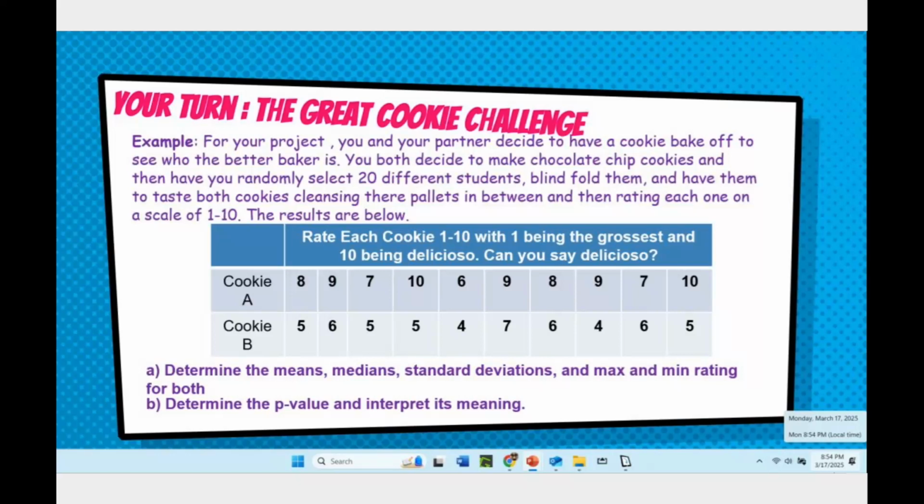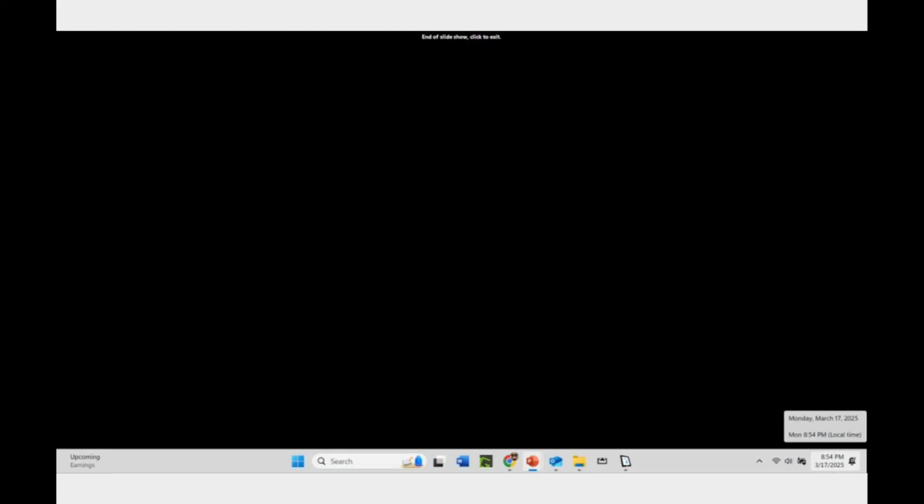So we want to determine the descriptive statistics, which are the mean, median, standard deviation, max, and minimum of both, and then determine the p-value and interpret its meaning. So here are our results. Rate each cookie 1 through 10, with 1 being grossest and 10 being delicioso. So once we have those, we find the following. This is our descriptive statistics.